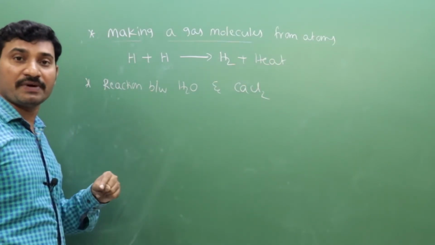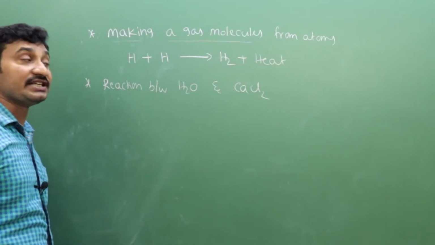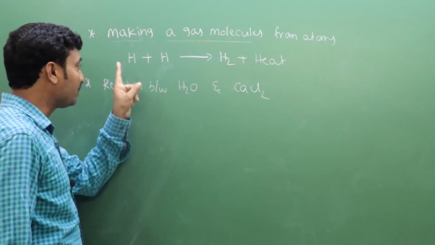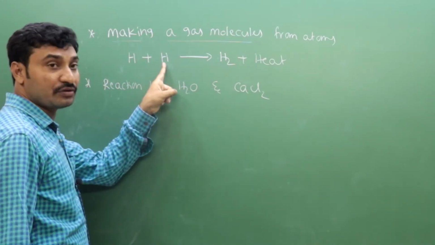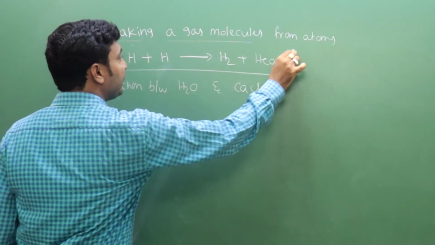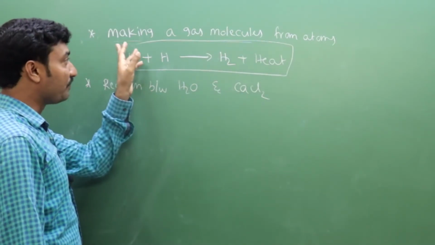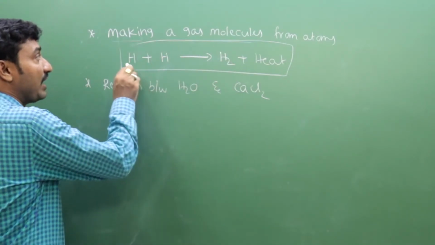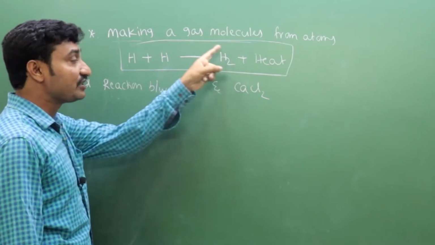Atoms combining to give a molecule is an exothermic process. For example, hydrogen combined with another hydrogen atom to form an H2 molecule. In this process, heat is evolved. So, making a gas molecule from atoms is an exothermic process.